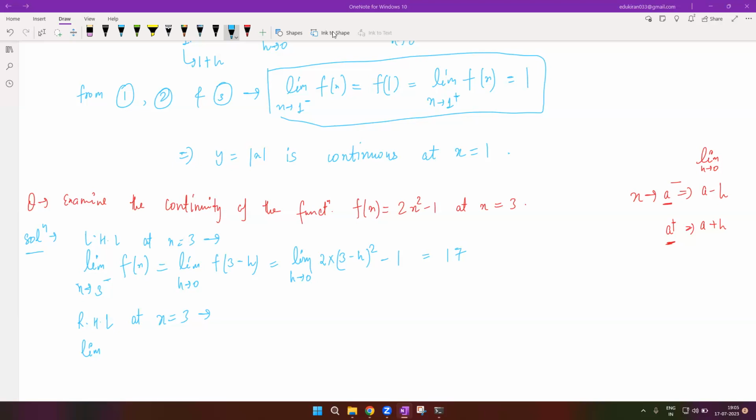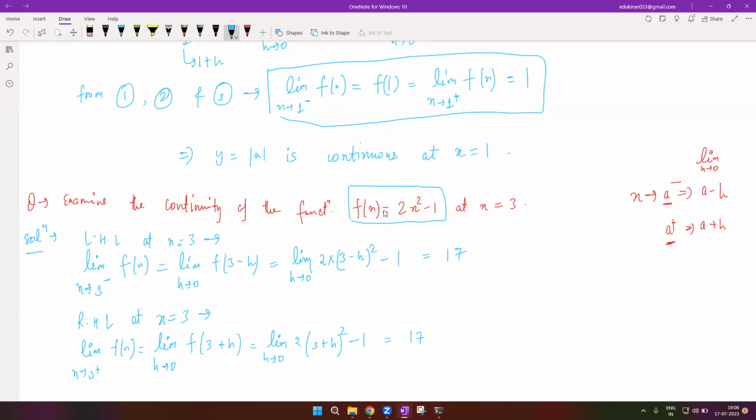Okay, so RHL at x is equals to 3 would be limit x tends to 3 positive, right? f(x). Now, to write this in exam, I will have to go through the similar steps. Limit h tends to 0, f of 3 plus h, right? And then I'll solve this. But in my head, I can solve this within one step. I know the answer will be 17 if you put h equals to 0. वो मैं यहीं से ही देख सकता हूँ सिर्फ. I can only check it from here.